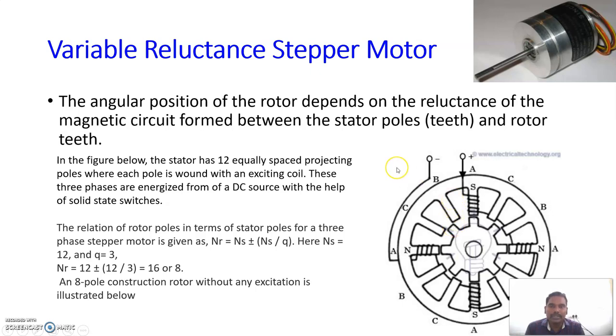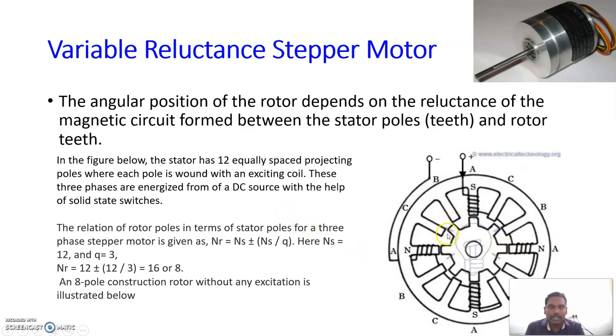So the angular position of the rotor depends on the reluctance of the magnetic circuit formed between the stator poles and the rotor teeth, or stator teeth and the rotor teeth. This is the teeth portion of your stator, and this is the teeth portion of your rotor. So between these two, we are having changes.